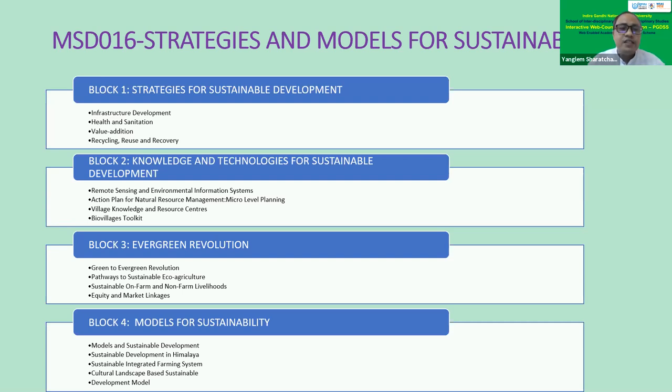So in this block, we will talk about remote sensing and environment information systems. And we have already talked about natural resource management in the second course. But here, when we talk about strategies and models for sustainability, sustainability starts from the local level. So that's why we need to have a clear understanding about what kind of action plans need to be followed or developed for natural resource management at the micro level. Then a few of the concepts proposed by Professor Swaminathan, the village knowledge center and village resource center, and how to develop them when we talk about sustainability, particularly in India.